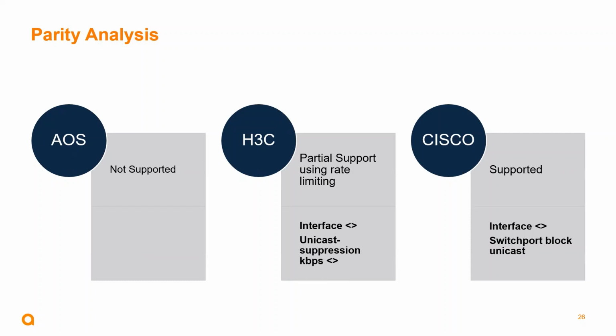Here is the CLI at the interface level. You can use unicast suppression kbps, and we can mention how many kbps of the packets can be suppressed. Next is Cisco. Cisco does the exact replica of how our AOS-CX boxes are implemented. Here we can go to the interface context and then use the switchport block unicast CLI. It will completely block the unknown unicast flooding.